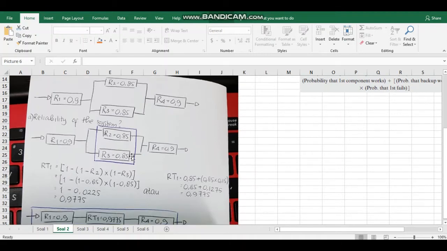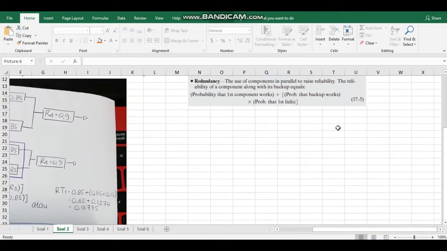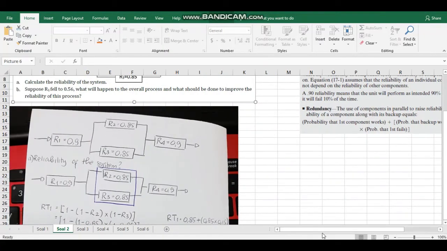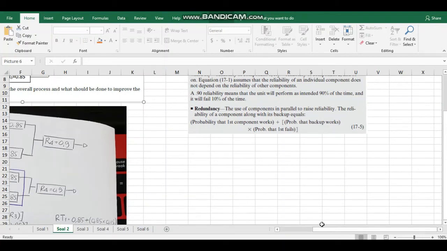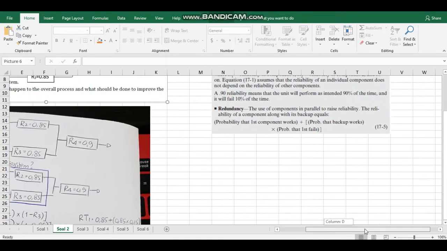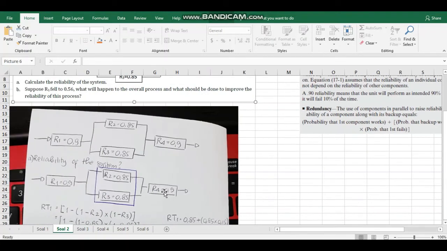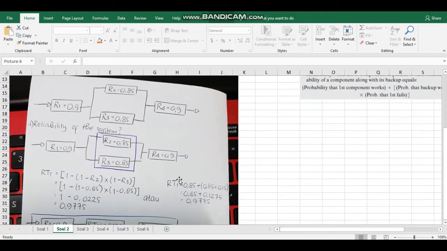Okay, for R2 and R3, we have to combine, and we could find the reliability for the parallel form by using this formula. Because it's redundancy, as I said before, we have to use this formula to find the reliability for the parallel. So you have to add the probability that the first component works, which in this case is R2, and then add the probability that the backup works, which is R3, and the probability of the backup we have to multiply with the probability that the first fails. So it becomes like this. You could use this one or this one, but I prefer to explain this instead.